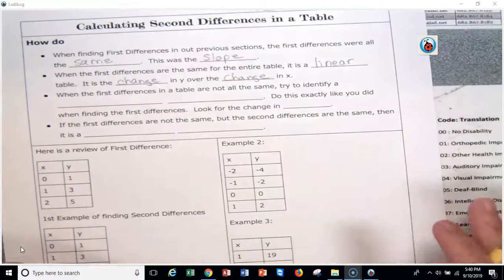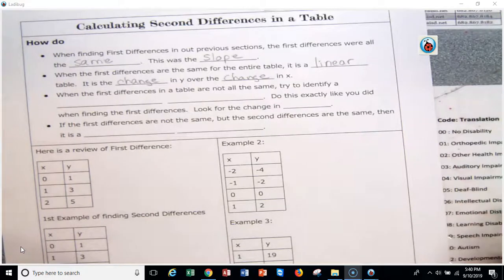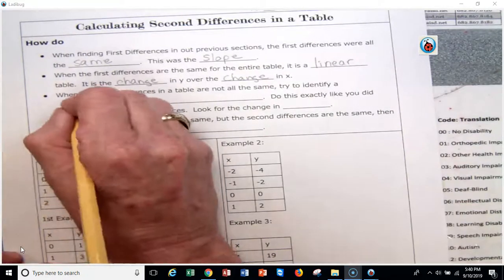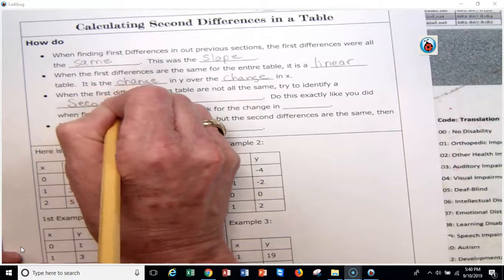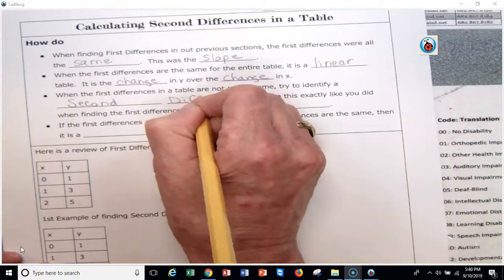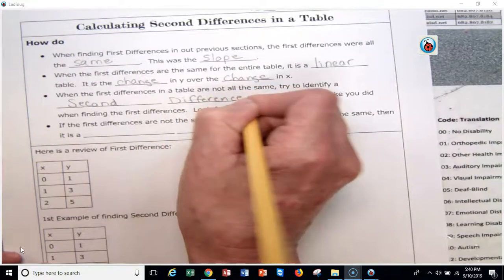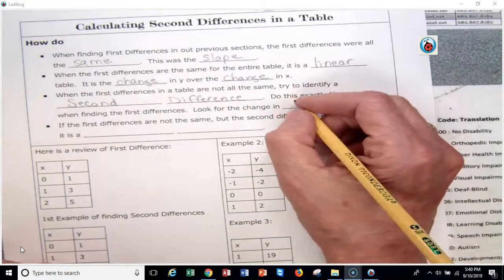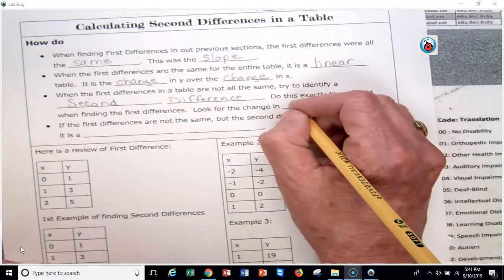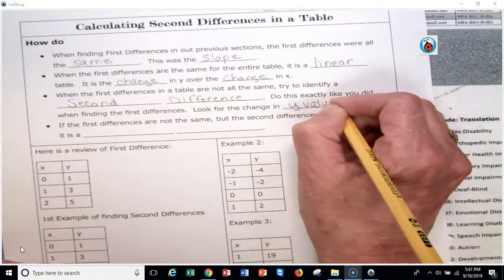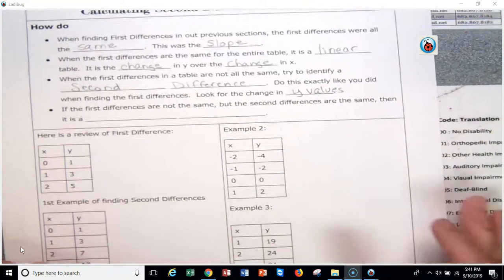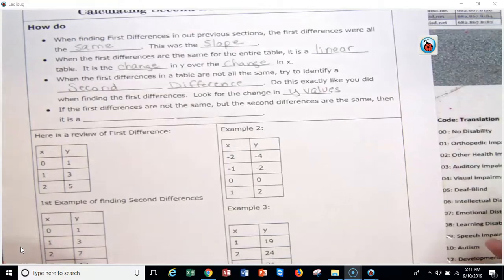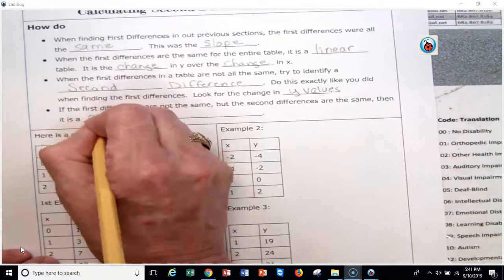But when the first differences in a table are not all the same, we have to identify a second difference. And you're going to be doing this exactly like you did when you found the first difference. You're just going to move out a little bit, and you're going to look for a change in those y values. If the first differences are not the same, but the second differences are the same, then it is not a linear equation anymore. Now it's a quadratic equation.